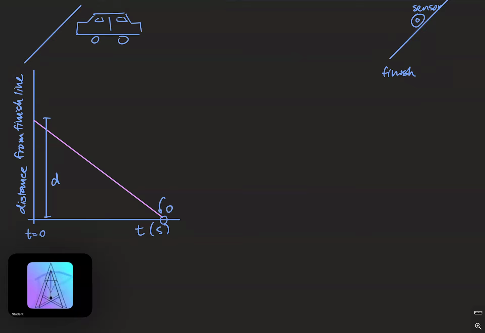So pretty much what's happening here is that your car starts out some distance d away, and then it goes towards the finish line. And that's this graph. That's all it's saying. Okay. Does that make sense? Do you have any questions? No. Okay. Now, what can you tell me about how fast this car is going?